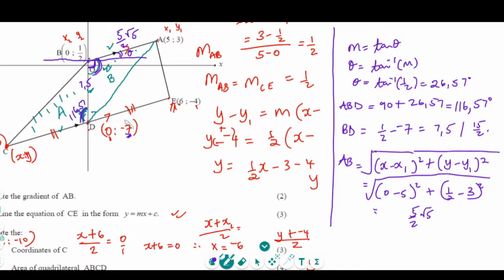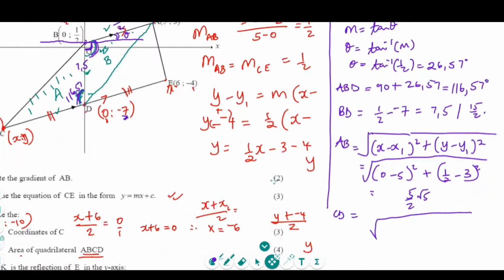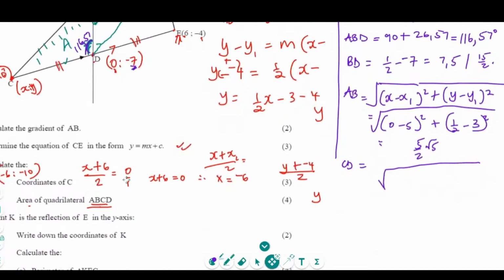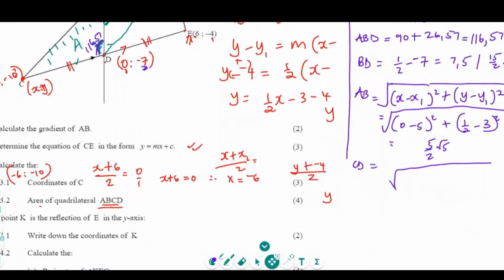What I'm left with, I need to find the distance CD. I'll apply the same distance formula. Since I have my coordinates of C, I'll use them, -6 and 10. So that's going to be -6 minus 0 squared plus the -10 minus -7 squared. That is going to give me 3√5.